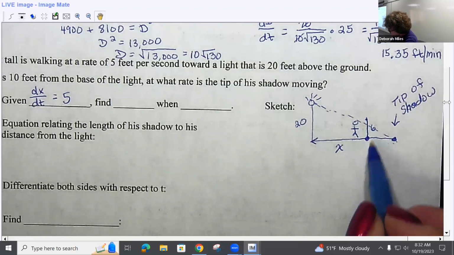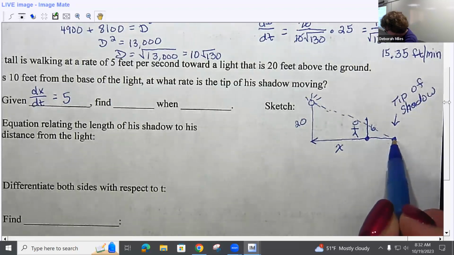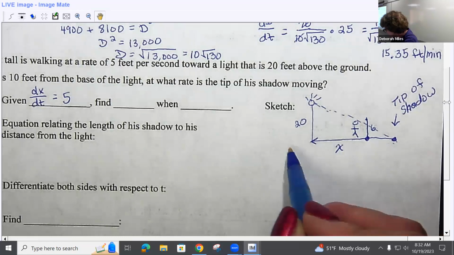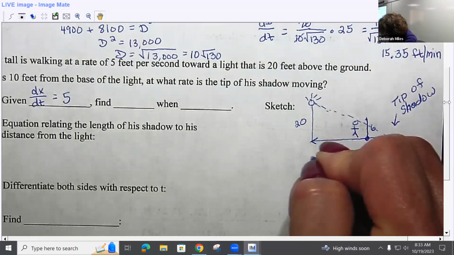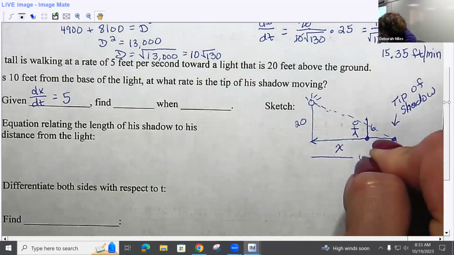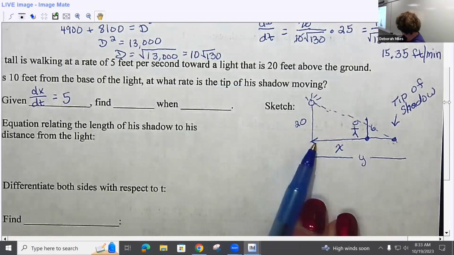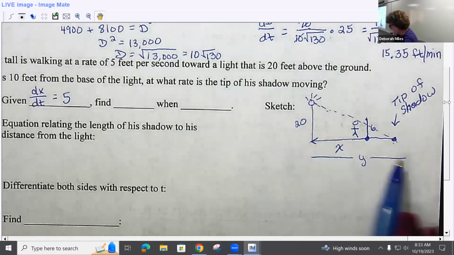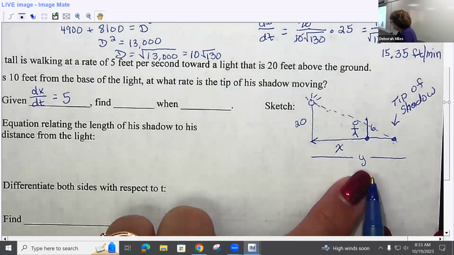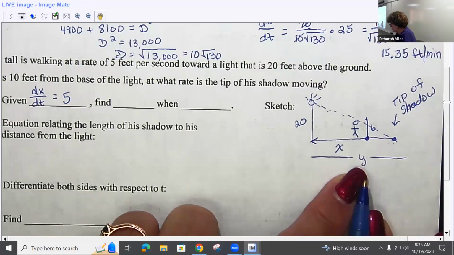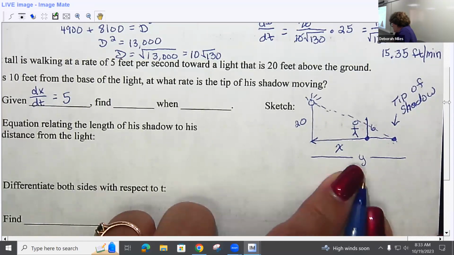If we're saying the rate at which the tip of his shadow is moving, if dx over dt is the pace at which his feet are moving toward the light, then we need something for how fast that shadow is moving toward the light. Right now, that tip of the shadow is y feet away from the light. We want to know how fast that's changing. Now, this is not the only way you can label the picture. This is the way it makes sense to me.